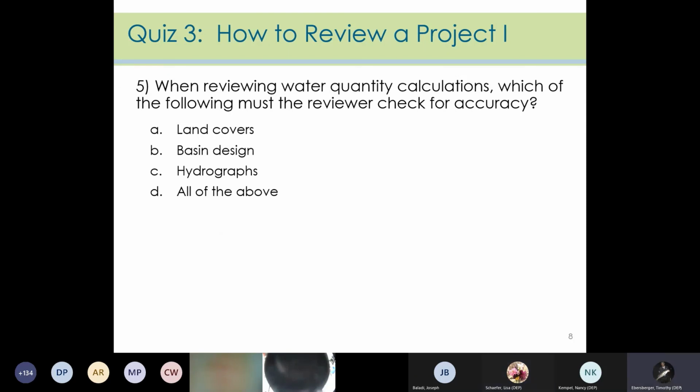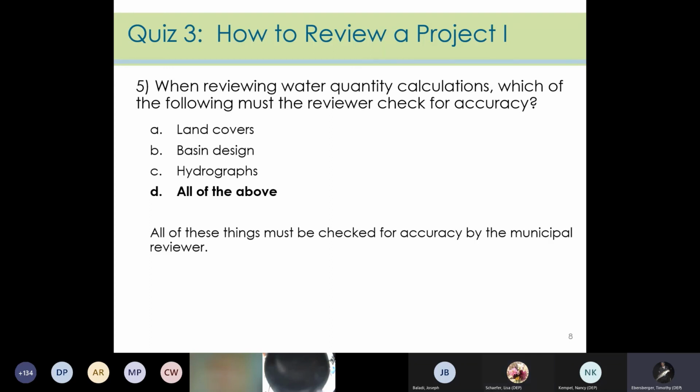When reviewing water quantity calculations, which of the following must the reviewer check for accuracy? Hopefully you all got that right. Answer is D, all of the above. Obviously, all of these things must be checked for accuracy by the municipal reviewer. And Lisa, how many got that correct? 95%. Very good. Might be the best yet.